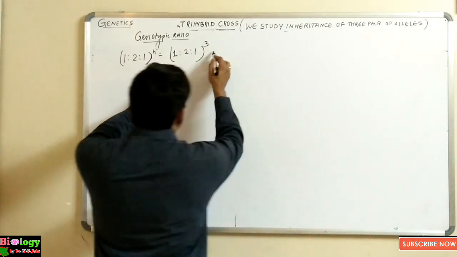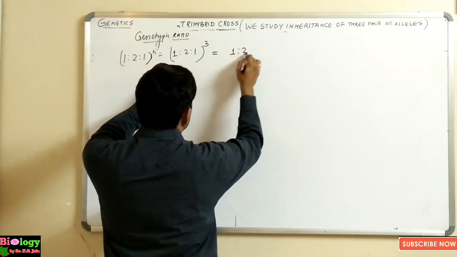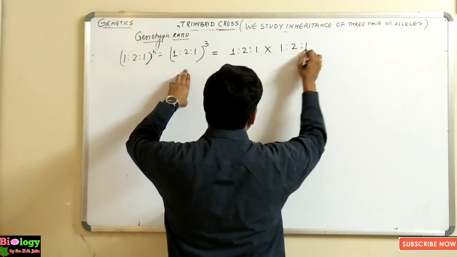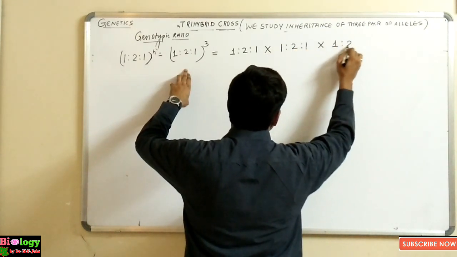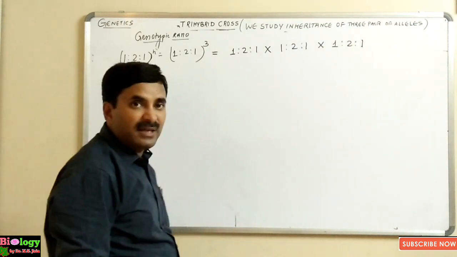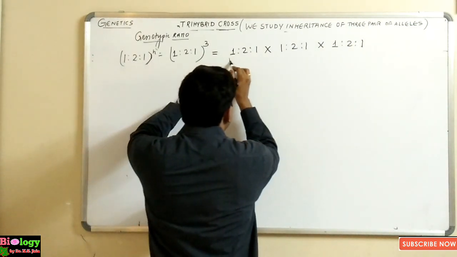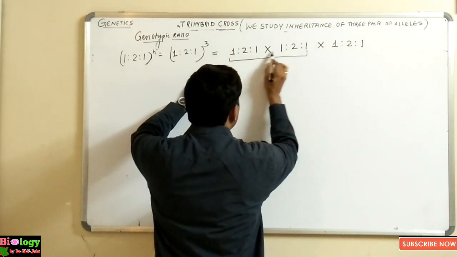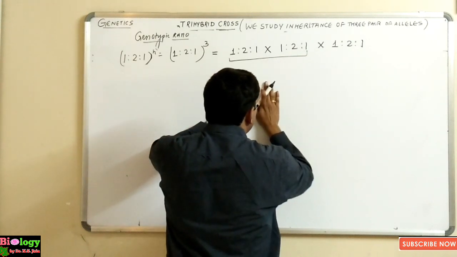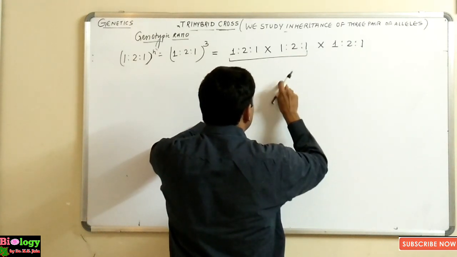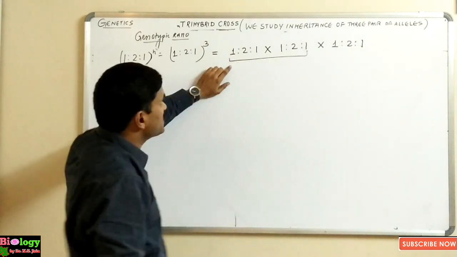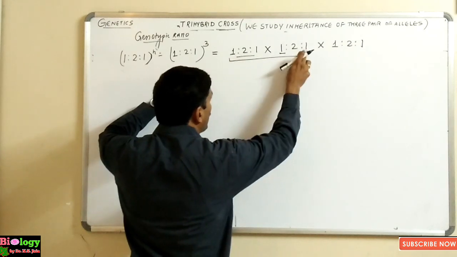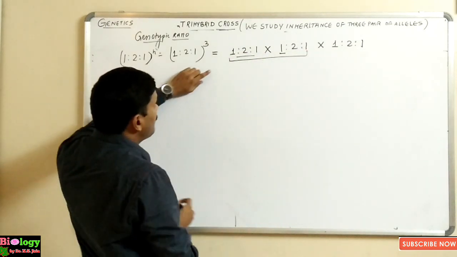3 characters. That means 1:2:1 into 1:2:1 into 1:2:1. To make it easier, first I will multiply two of them, 1:2:1 multiplied by 1:2:1, and whatever I get, I will multiply with the third one, okay? So see here, this 1 is multiplied by these 3, this 2 is multiplied by these 3, and this 1 is multiplied by these 3, okay?